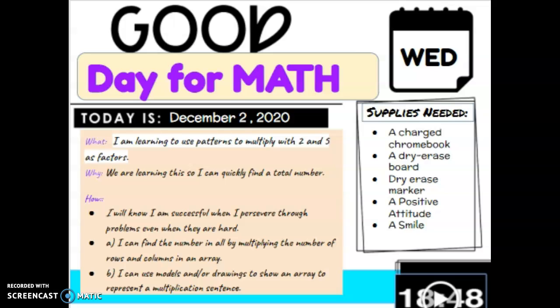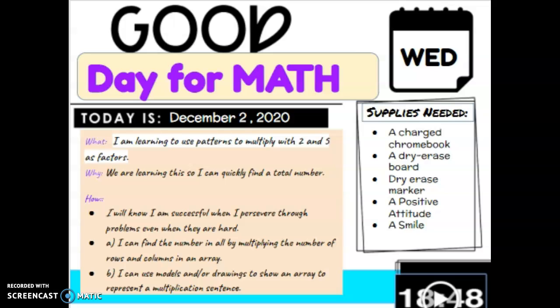Hey everybody, today is Wednesday, December the 2nd, and today we're going to be talking about patterns that we see in multiplication, and the two particular patterns we're going to look at for today are for 2 and 5 as factors.